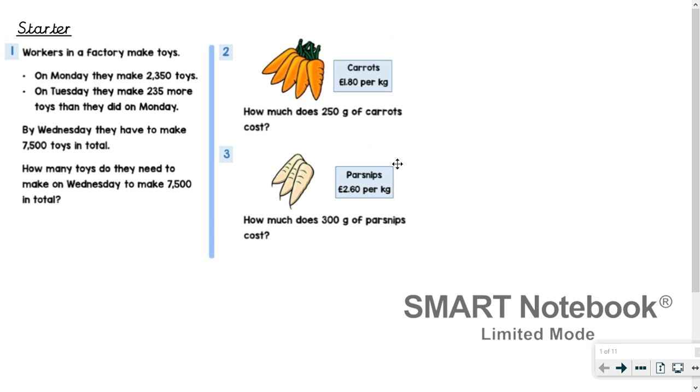Good morning, guys, and welcome to Tuesday, the 19th of January. It's your second maths lesson this week. And today we're starting a new topic. So we're going to start thinking about units of measure and how we convert between them.